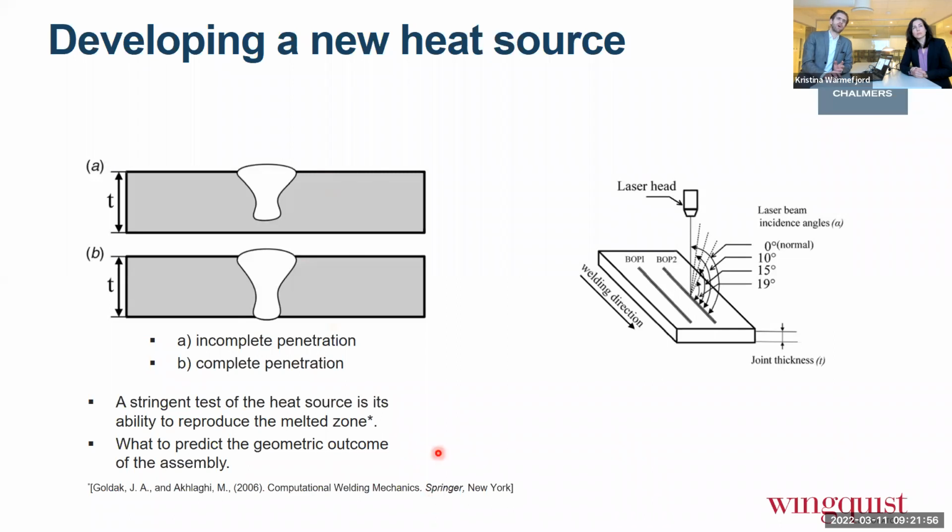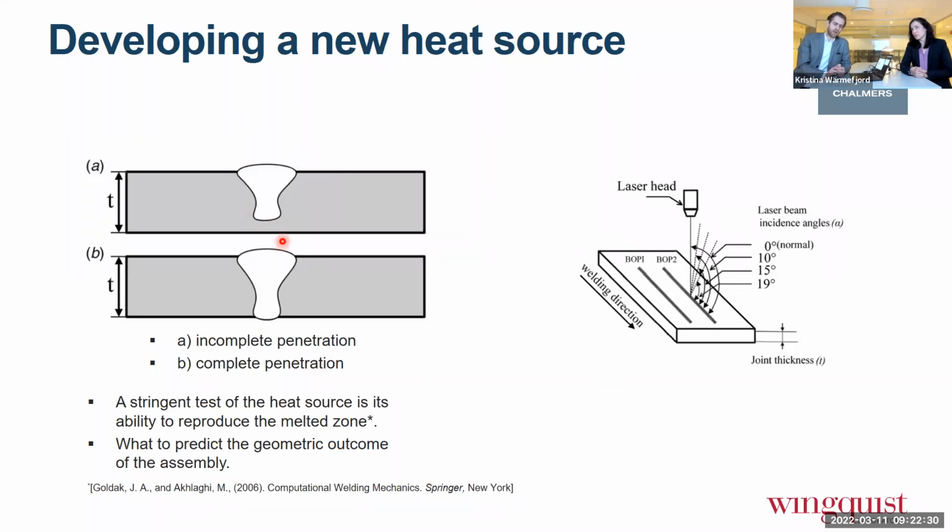And also, as I said before, we need to be able to predict the geometric outcome, the global geometry. So we believe that we need these kinds of engineering heat sources when we want to actually predict the geometric outcome. And furthermore, as Goldak states, one of the most stringent tests of the heat source is its ability to reproduce the melted zone.